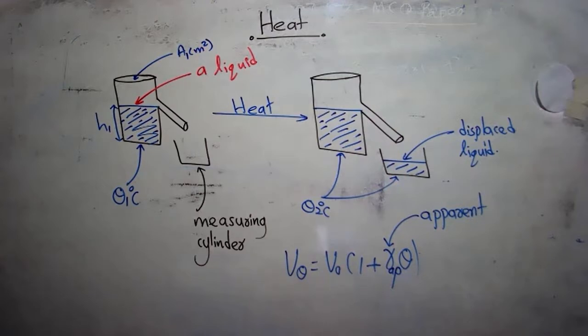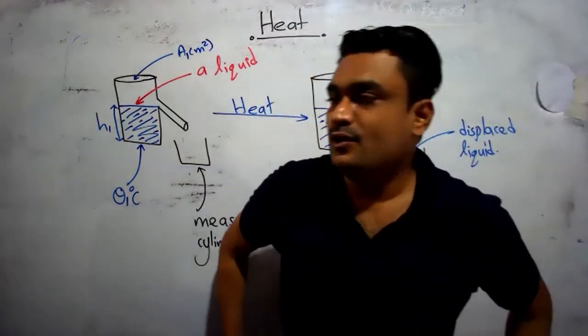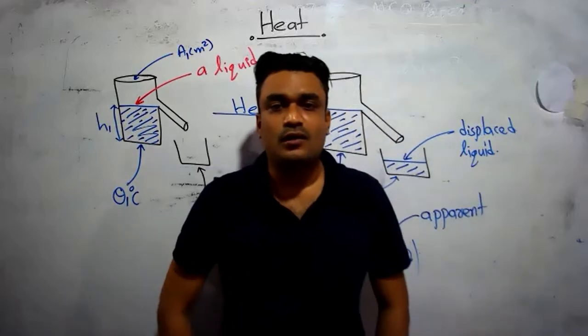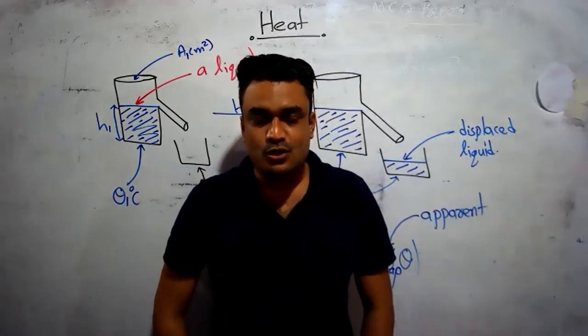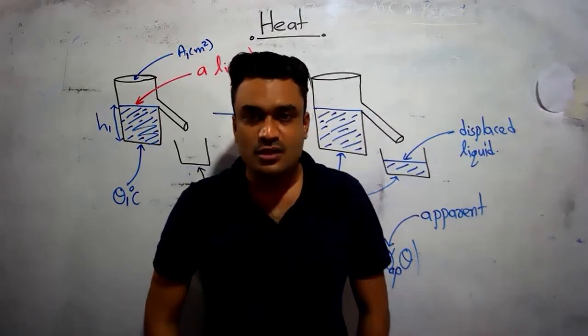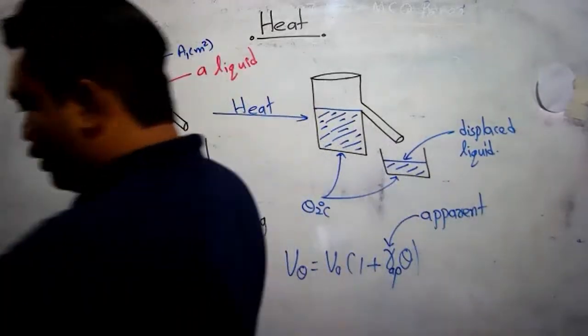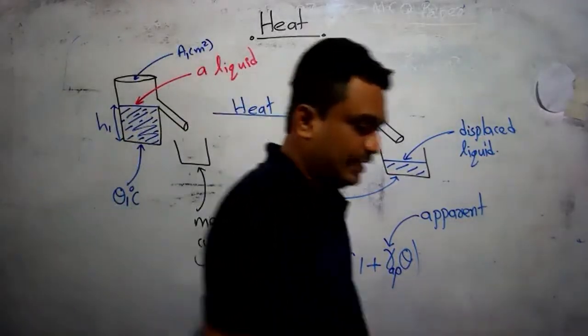that calculated value of the constant gamma is said to be the apparent coefficient of volume expansivity of the liquid.